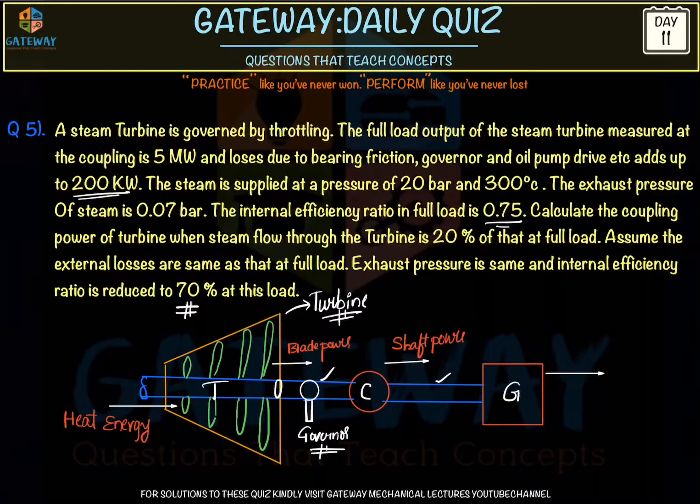After shaft power, it is then passed to the generator. The shaft is connected to the generator coil, and it generates the electric power. So it is the final output of our power plant, that is the electrical power. So we are giving the heat energy to the turbine. So here in the question, it is given at 100% load.